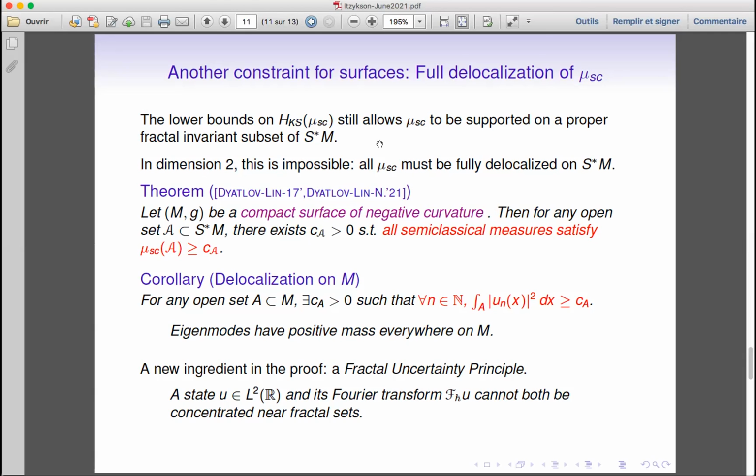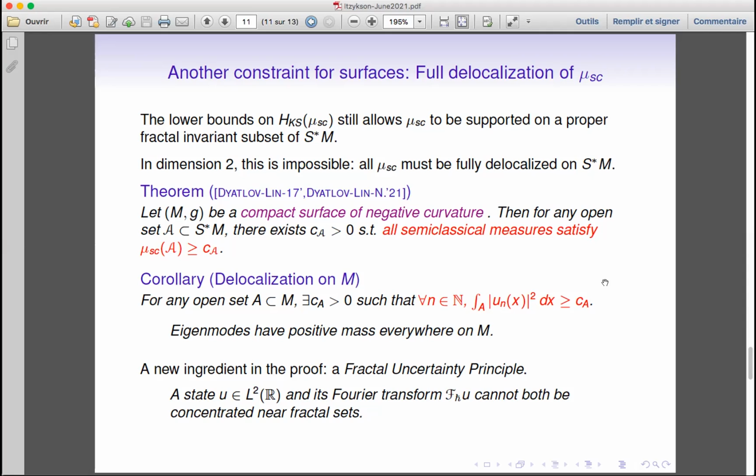So it's a slightly different result compared with the one on the entropy. It does not improve the result on the entropy. It's something orthogonal to it. But it applies only to compact surfaces. The upshot is that to each subset of your manifold there is a positive mass, and any eigenstate will have a mass larger than this positive number, however high the frequency. So you cannot concentrate away from some part in phase space. This is what I call full delocalization.